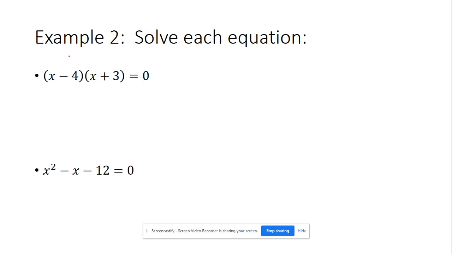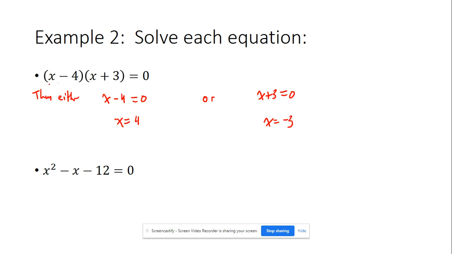So if we look at x minus 4 times x plus 3 equals 0, this is exactly what we have here. I'm multiplying x minus 4 times x plus 3 equals 0. So the zero product property tells us that either x minus 4 equals 0 or x plus 3 equals 0. Now, if I add 4 to both sides, that means x equals 4. Or if I subtract 3 from both sides, x equals negative 3.